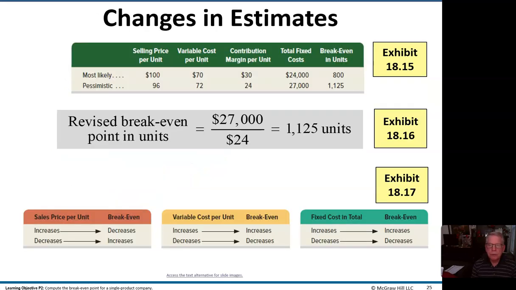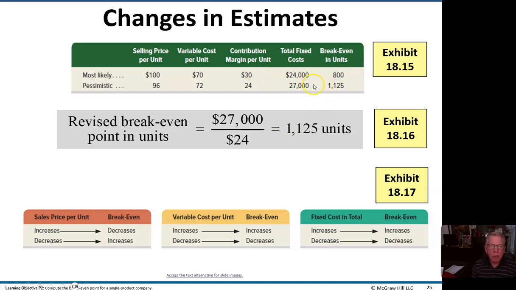Okay, so the changes in estimates. Here, our most likely scenario is that we're going to get $100 for this, and our variable cost will be $70, and our contribution margin will be $30. But maybe we don't. Maybe we only get $96 per unit. Our variable cost is a little more than we think it'll be, and that gives us a contribution margin per unit of $24 instead of $30.